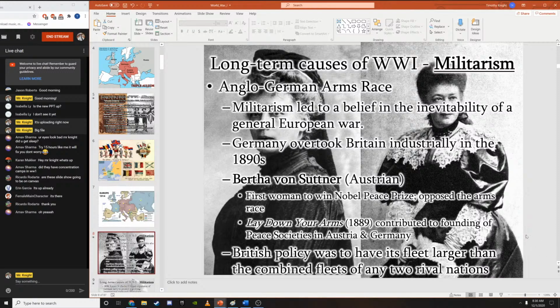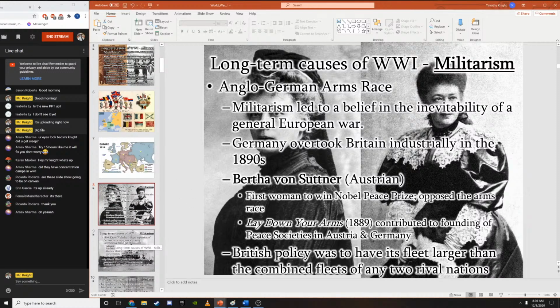Bertha von Suttner was the first woman to win a Nobel Peace Prize by opposing this German-English naval arms race that had been developing. She wrote a piece called Lay Down Your Arms in 1889, which contributed to the founding of peace societies in Austria and Germany leading up to World War I. Unfortunately, their messages would fall on deaf ears.